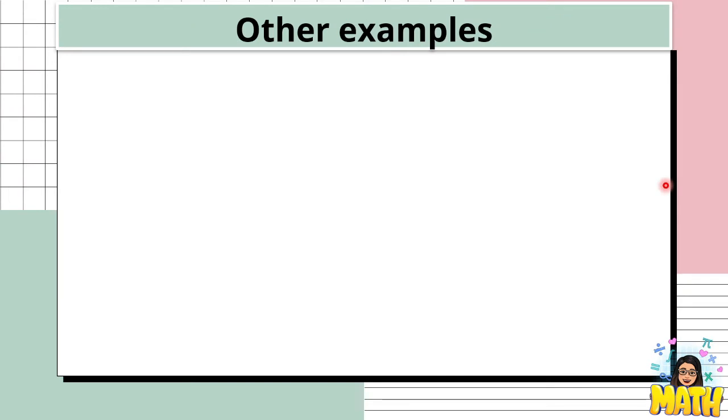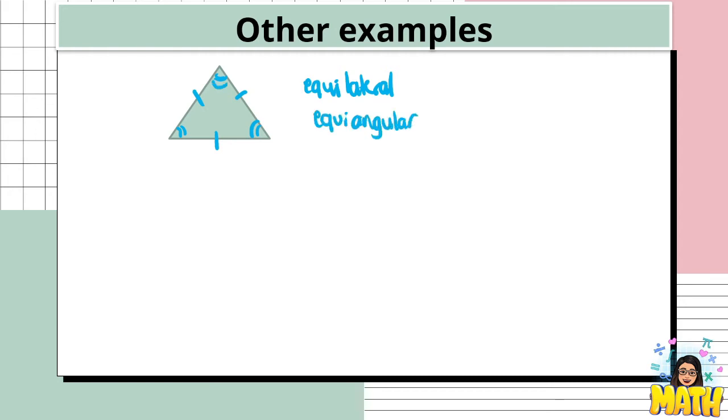So let's have more examples. Suppose in this triangle, we have all sides that are equal. We classify it as equilateral. And if at the same time all of the angles here are equal, we classify it as equiangular as well. So recall that if a polygon is equilateral and equiangular, we also classify it as regular polygon. Therefore, this triangle is an example of regular triangle.